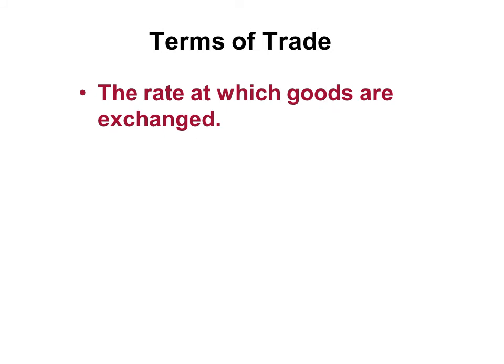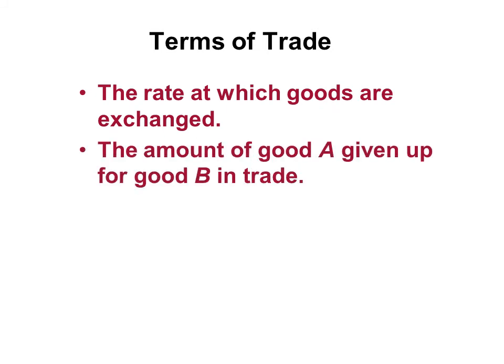Economists refer to this as the terms of trade. It's a pretty straightforward idea. It's the rate at which goods are exchanged. So it's the amount of good A given up for good B in trade. In our example, the crew will just make radios and they will trade for huts. Every time they send a radio over to the islanders, how many huts will they receive? Likewise, the islanders will just make huts and trade for radios. So every time they send a hut over to the crew, how many radios will they receive?